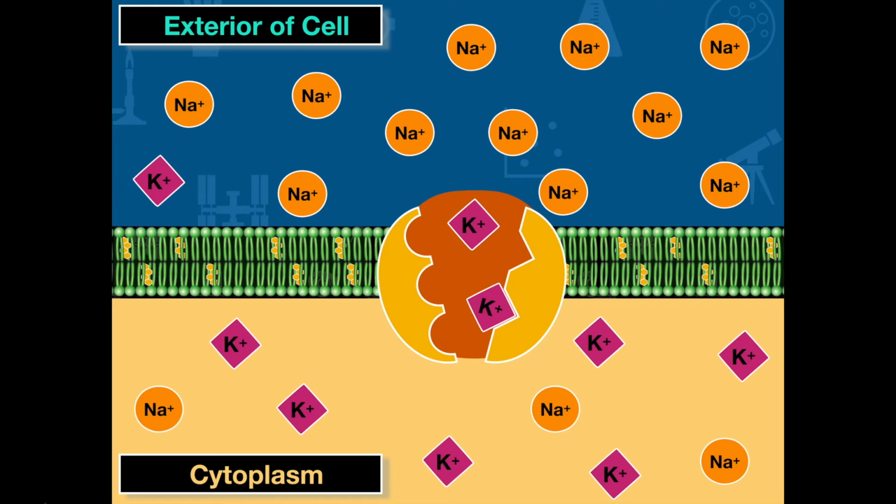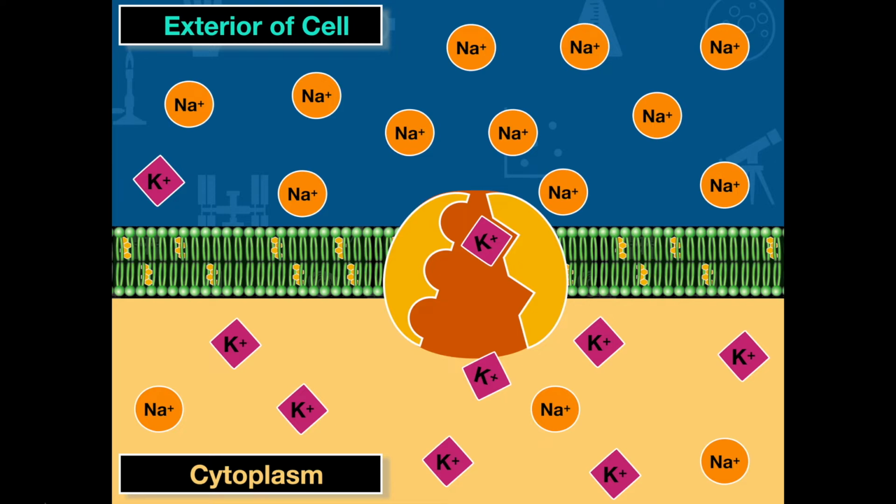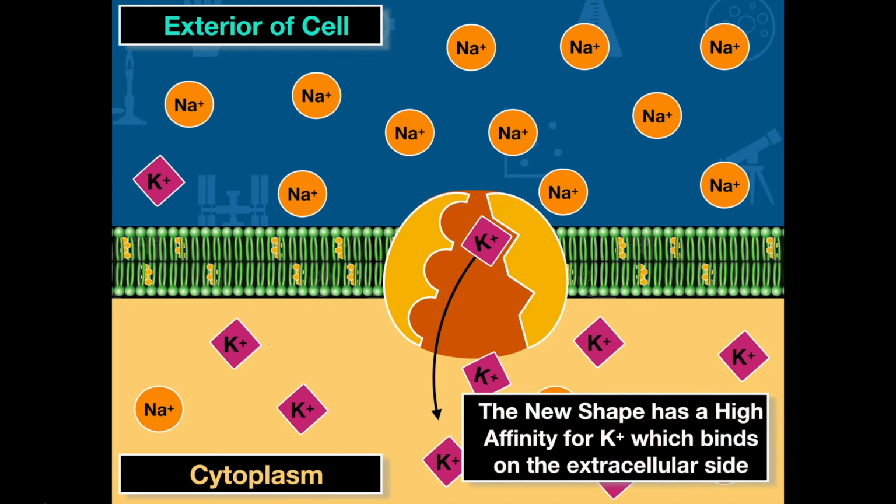So now that the sodium's on the exterior of the cell, the potassium is going to bind with the protein. There's a higher affinity, and we're going to get potassium to go into this pump. As a result, it's going to go through another conformational change, which is going to result in potassium being pumped down into the cytoplasm. Remember, against the concentration gradient. So here, the new shape has a high affinity for K+, which binds on the extracellular side.